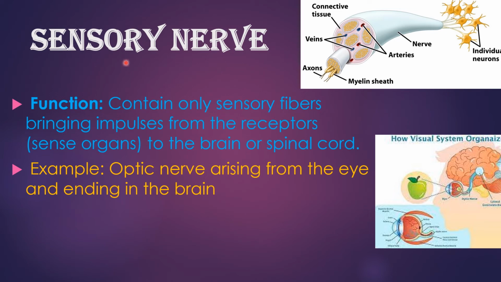First kind of nerve, that is sensory nerve. These sensory nerves contain only sensory fibers. Then what is the function of this sensory nerve? It will bring impulses from the receptors to the brain or spinal cord. Yes, that is called sensory nerve. For example, optic nerve. Optic nerve is an example of sensory nerve. This is arising from the eye and ending in the brain. Another example, olfactory nerve, then auditory nerve. These are the other examples of sensory nerve.